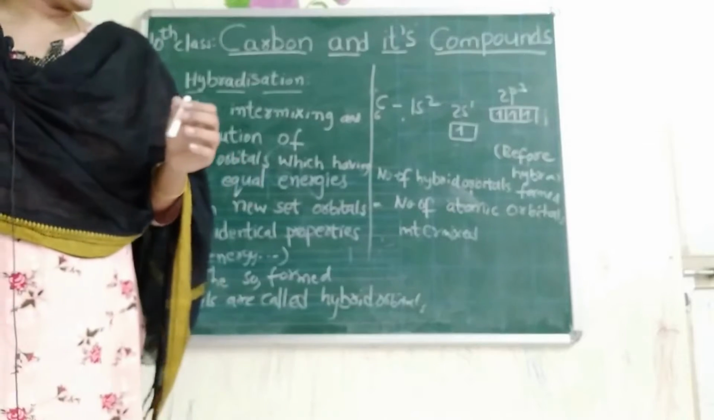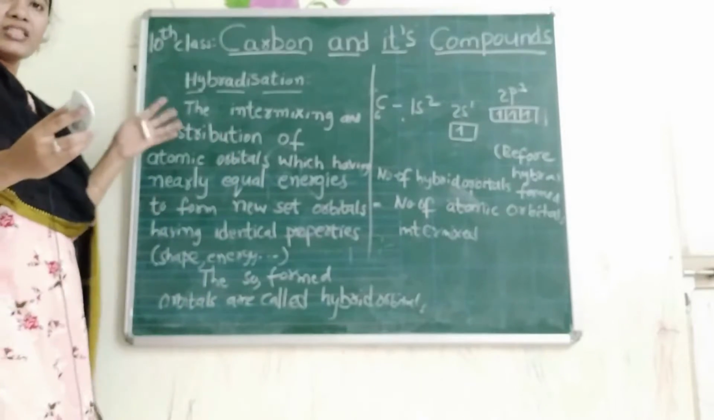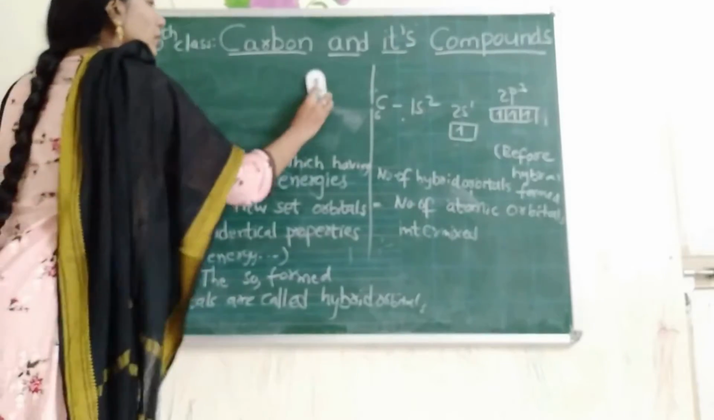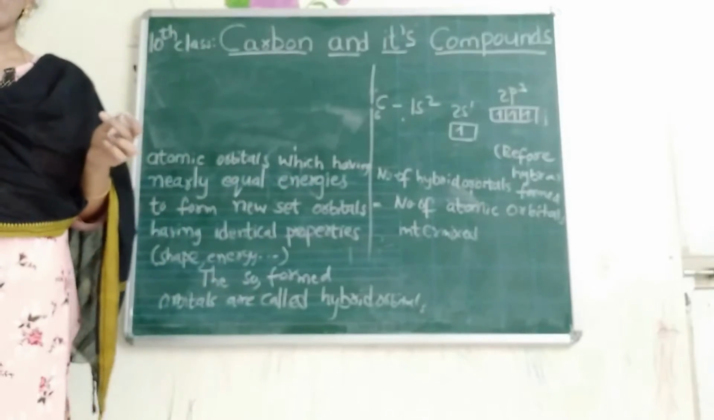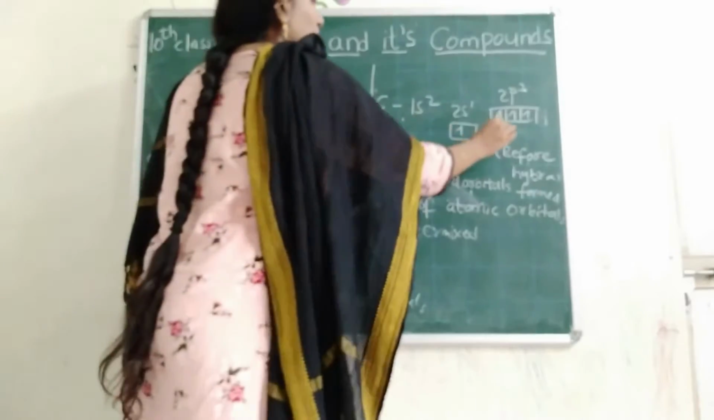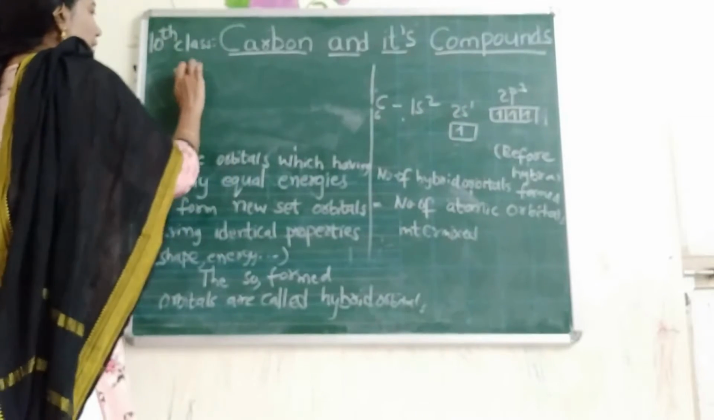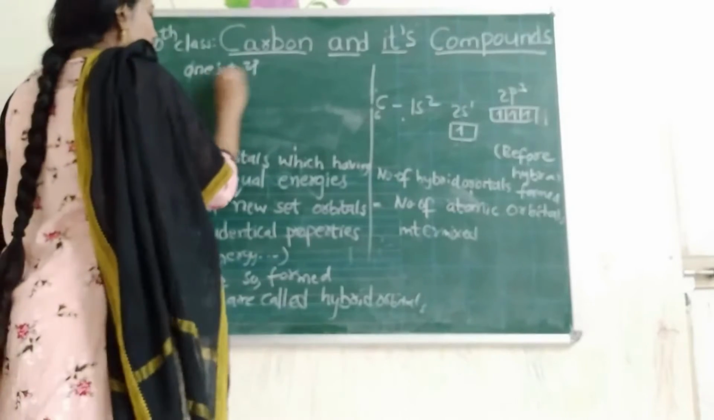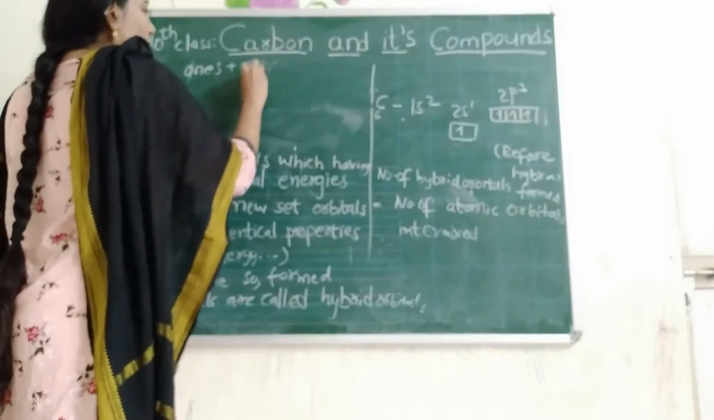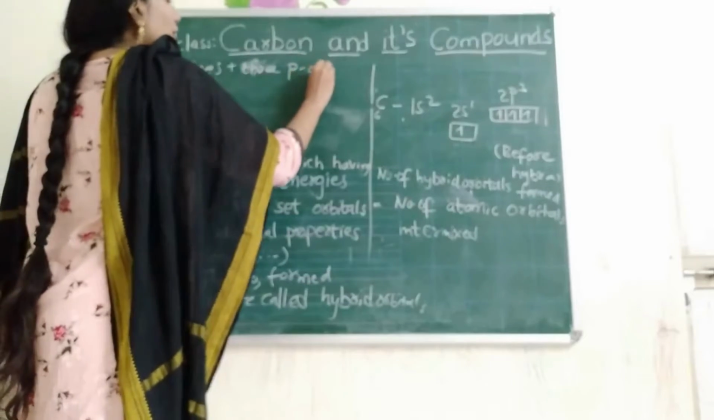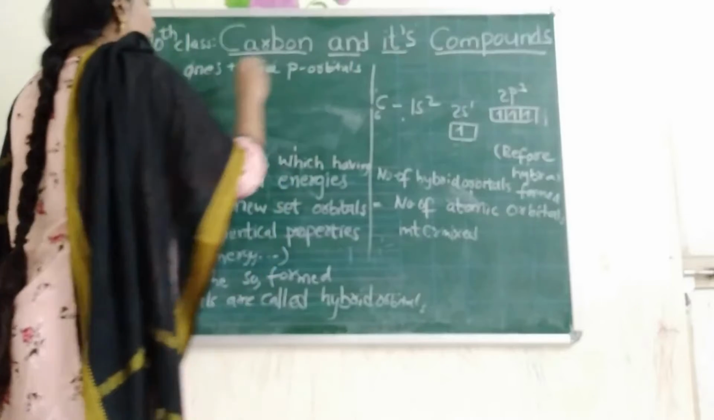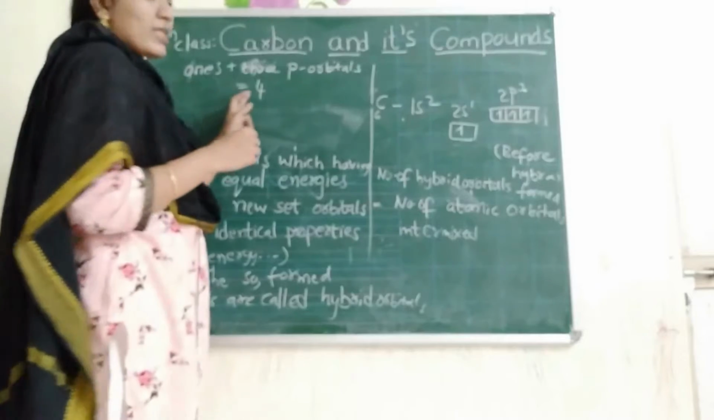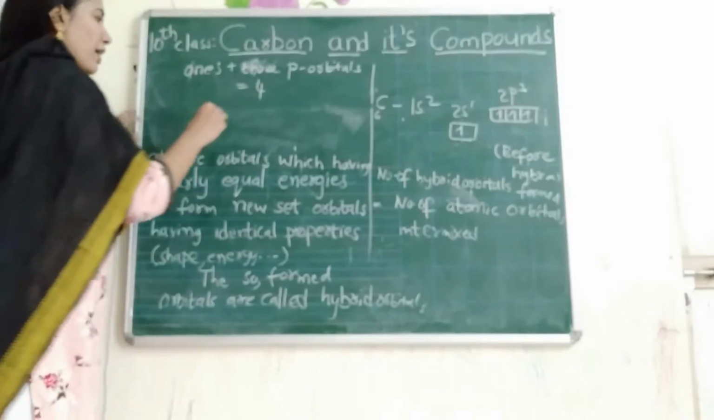After hybridization, what happens, I will explain. Pause the video and write down. This is the before hybridization condition. After hybridization, what happens here? One s orbital and three p orbitals are intermixing together and form how many orbitals? 1 plus 3 is equal to 4. Four orbitals are formed here, 4 hybrid orbitals.